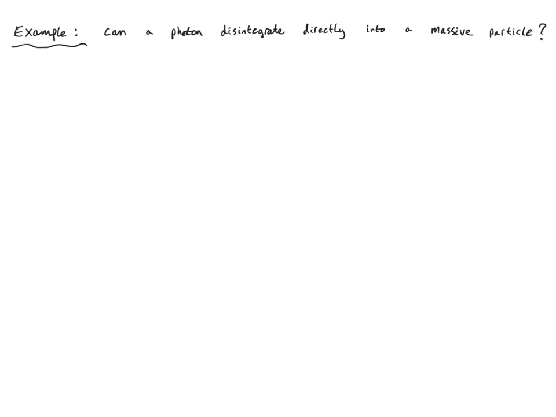Let's immediately illustrate this concept of the conservation of four-momentum by considering the following interesting question. Can a photon, which is a massless particle, disintegrate directly into a massive particle? So this is a kind of classic question one might ask in the realm of particle physics. By Einstein's mass-energy relation, E equals mc squared, one might have thought that we can convert the photon energy, E equals h nu, with nu being the frequency of the photon, into mass of a new particle. But we'll see that the conservation of four-momentum actually forbids this.